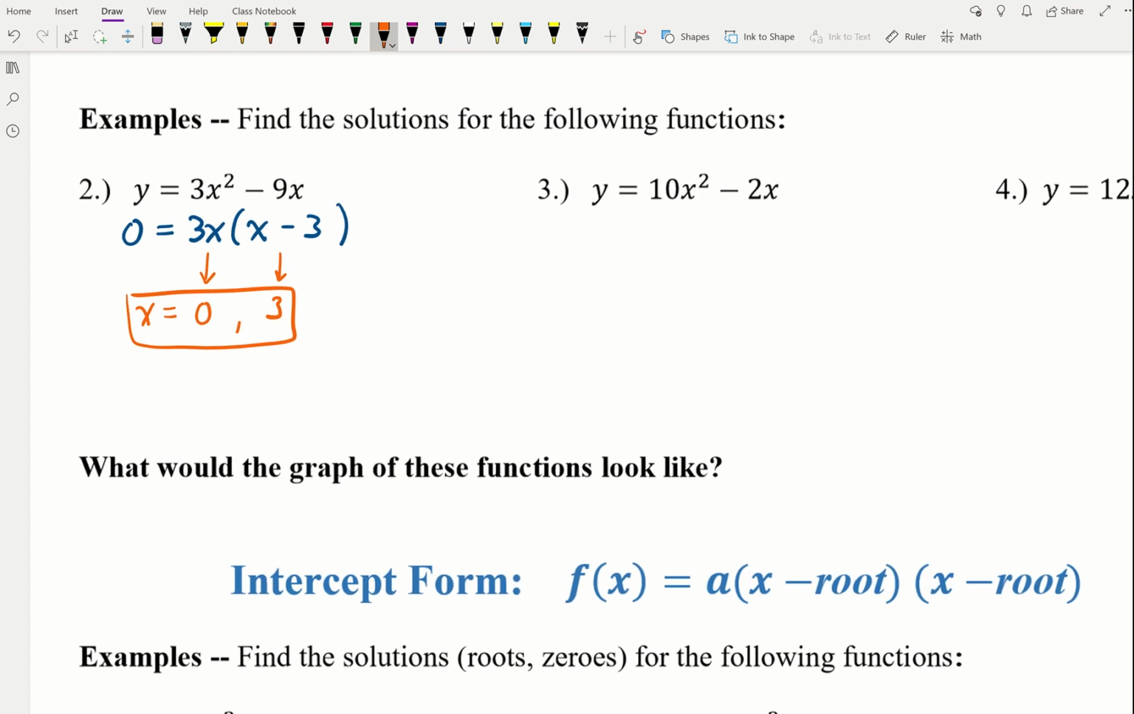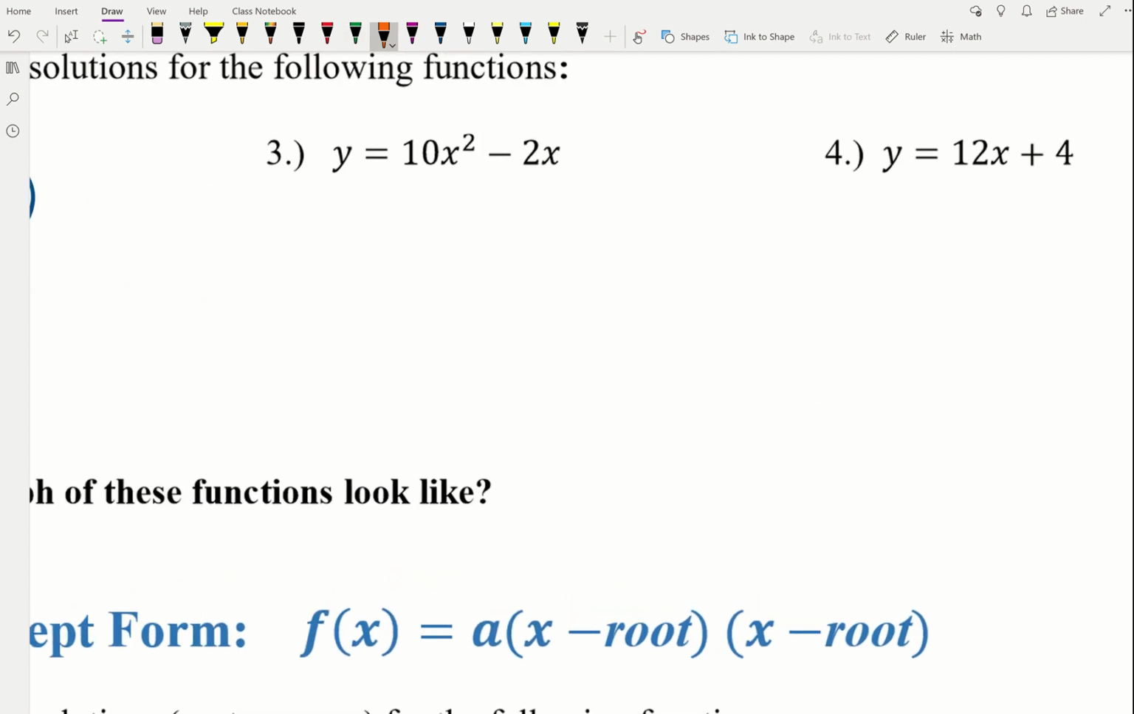All right, number 2, we've got y equals 10x squared minus 2x. So again, we're going to start by setting it equal to 0. When we factor, we're going to look for a GCF, which in this case happens to be 2x. So in parentheses, what times 2x is 10x squared? That's 5x. What times 2x is negative 2x? That's negative 1. From there, we have to find our solutions.